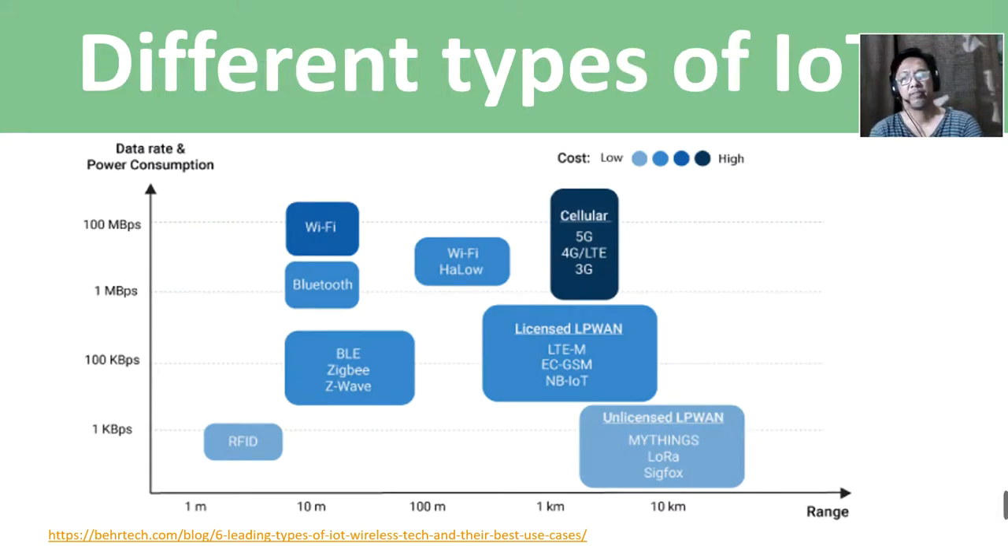And these are the different types of IoT connectivity. So it shows here the speed and the range. So you have Wi-Fi, Bluetooth, cellular, 5G, 4G, LTE, etc. And then you have LPWAN, licensed and unlicensed LPWAN, and you also have RFID there, the lowest in terms of power consumption and range.